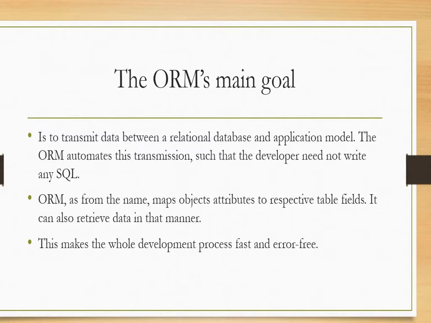ORM, as the name suggests, maps object attributes to the respective table fields. It can also retrieve data in that manner. This makes the whole development process fast and error free. Why is it fast and error free? Now if you don't know databases or you have issues with the queries, you'll go wrong with the queries. So here we are least bothered about the queries. The ORM will do the queries on its own, right?